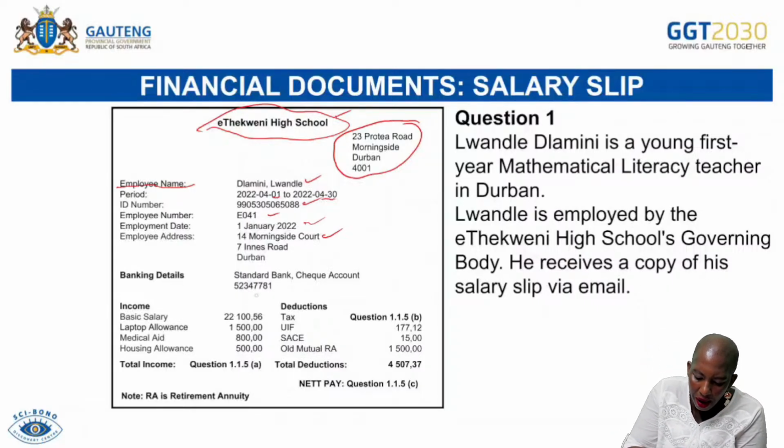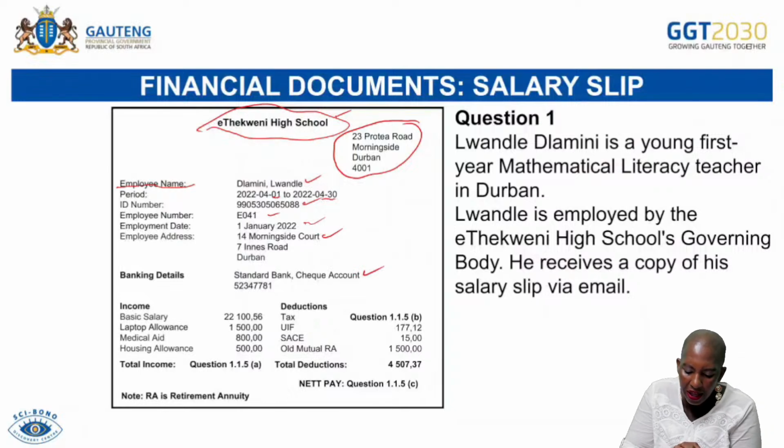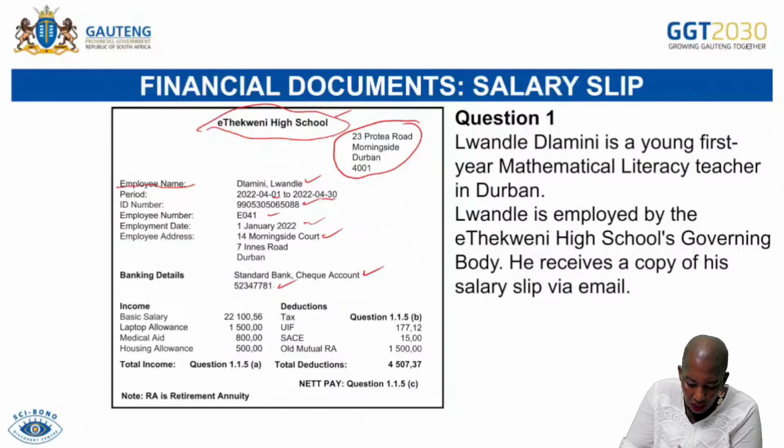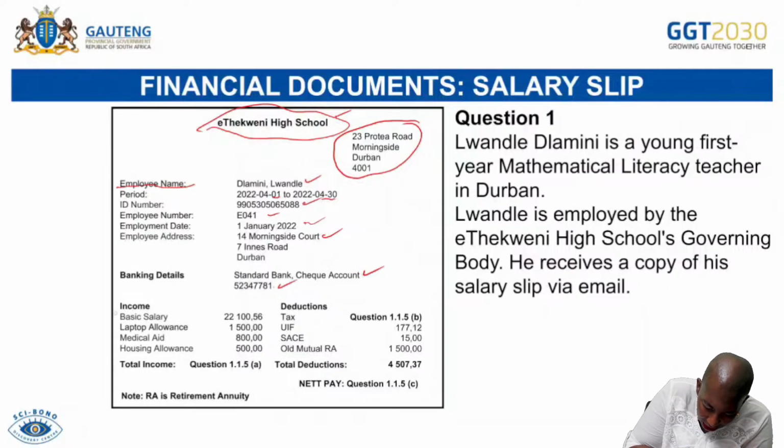And then their bank account, they're using Standard Bank. There's their bank account. That's where the salary is being deposited. Now let's have a look at this one. This part, I like this part.